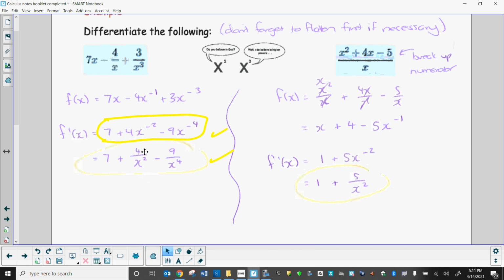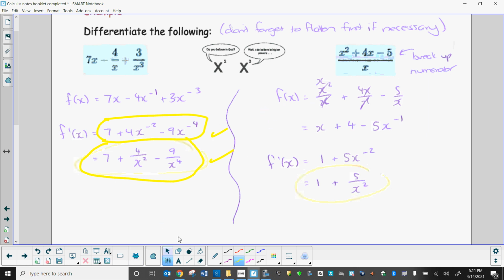So 7 just stays 7. 4x to the negative 2, just bring the x down with its exponent, make its exponent positive. Minus 9 on the top, bring the x down and make its exponent positive. And that would be the answer with positive indices.